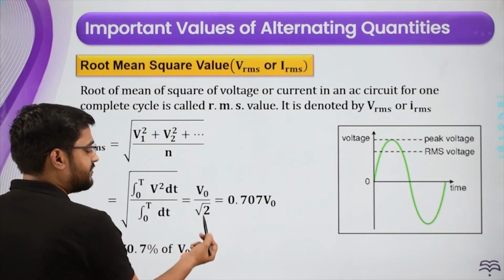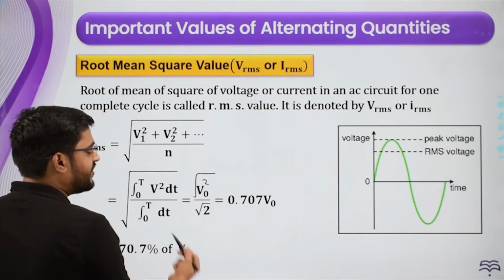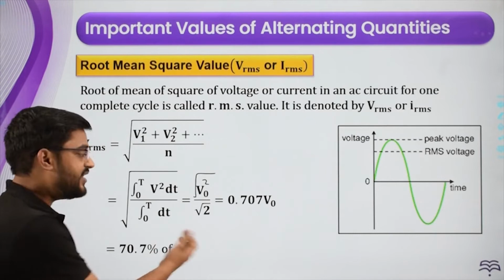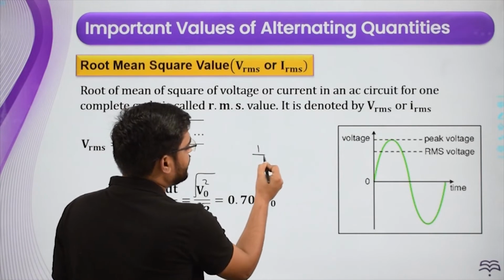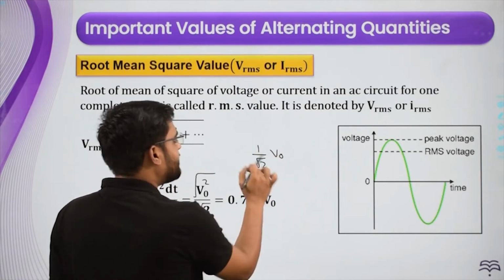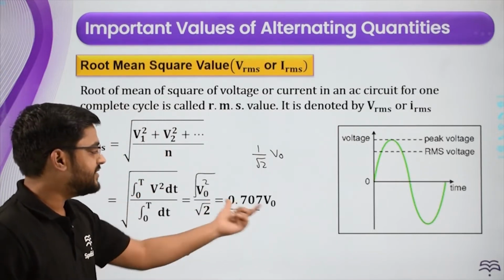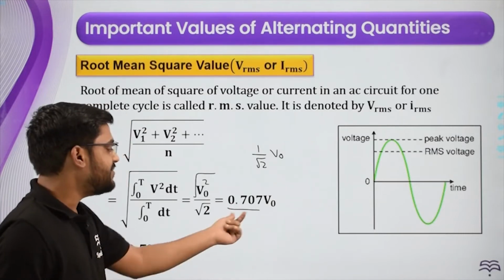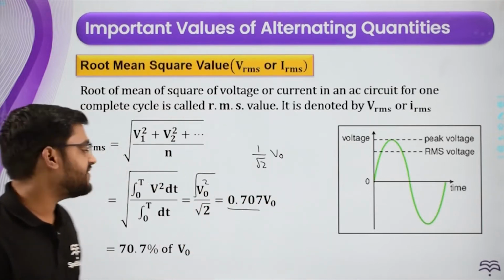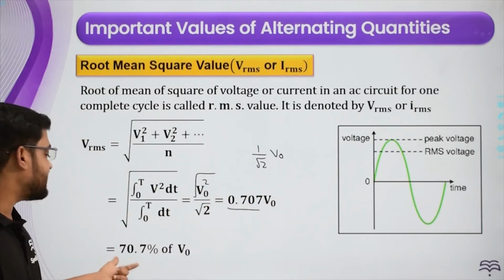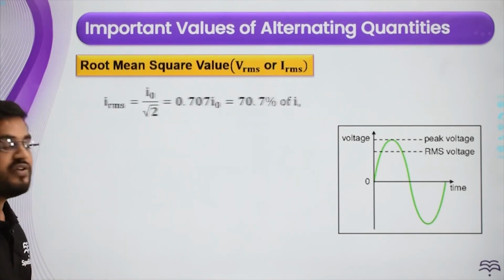It comes to be v naught square by 2. And then we do the root. So root of v naught square is simply v naught, and root of 2 is simply root 2. So this comes to be v naught by root 2, and here it is basically 1 by root 2 times v naught. What is 1 by root 2? 1 by root 2 comes to be 0.707. You need to remember this, as it is useful a lot of times. So we'll be saying that VRMS is 0.707 times v naught, and 0.707 is how much? Roughly 70.7% of v naught. So in terms of percentage, we say this. So this is how the RMS value and peak value are related.